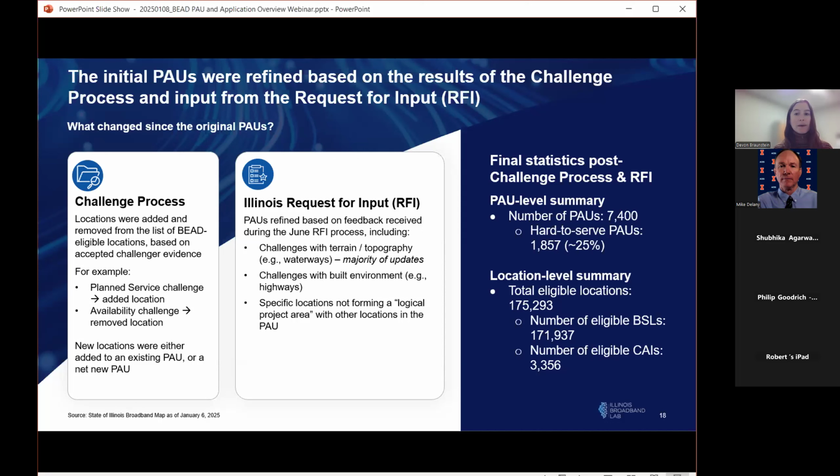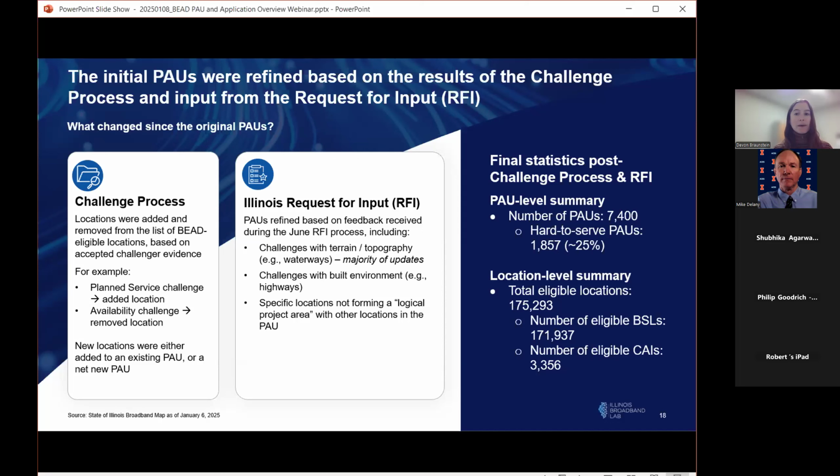And we also took into consideration feedback where locations didn't form a logical project area. So it made sense to merge this location with this PAU and keep this PAU separate. Some of these were made universally through code, and other ones were individual manual tweaks. So final statistics here, we have around 7,400 PAUs, with around 25% of those being hard to serve PAUs.